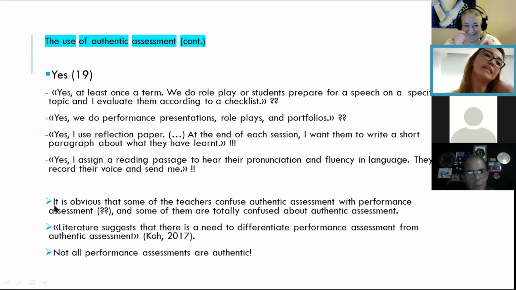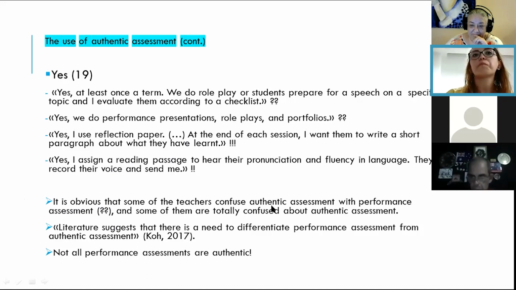So my conclusion, which I draw from those responses and the similar ones, of course, not only four, is that it is obvious that some of the teachers confuse authentic assessment with performance assessment, which is seen here with the quotation marks. And some of them are totally confused about authentic assessment. They do something else, but they name it as authentic assessment.